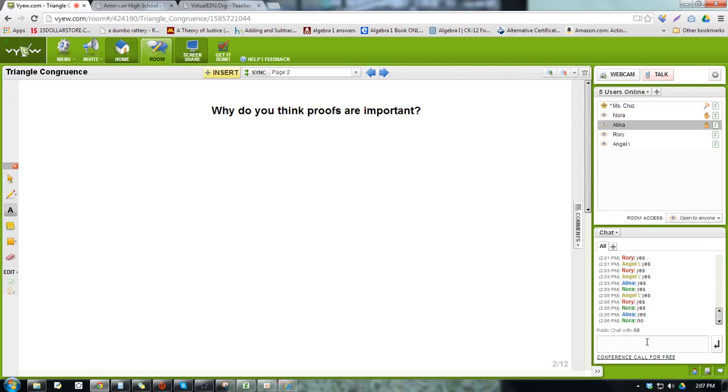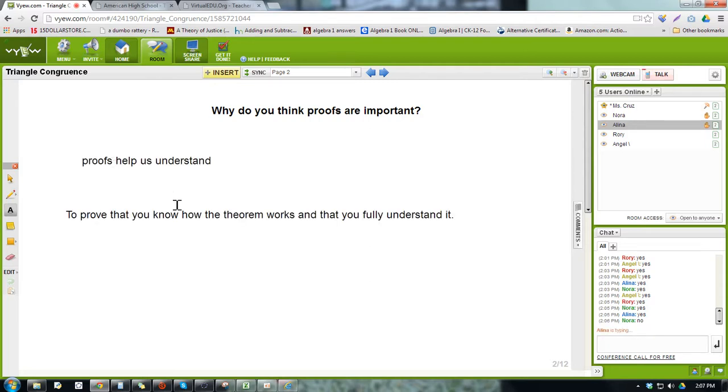Alina, do you have a microphone? Okay, proofs help us understand. Okay, good. These are good examples that are directly related to math. Are there any other cases where we need proof for something that you can think of? Chemistry. Okay, good. What's an example of how you would use proofs in chemistry?